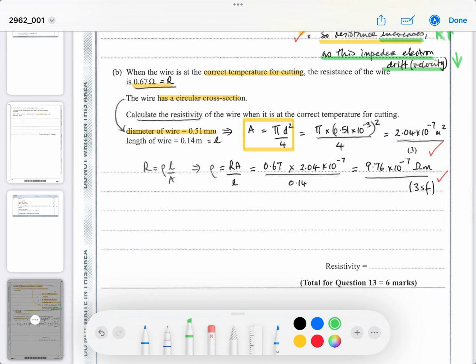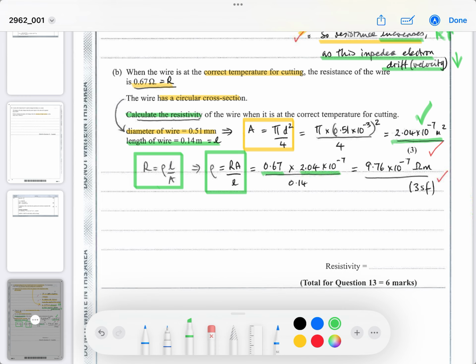But the main part of the question, after you've worked out the area, is to calculate the resistivity at that temperature. They've given you the length of the wire as well. Now you know that resistance is rho L over A. You want to find rho, so change the subject of the equation again. We know the resistance, it's given to us, 0.67. We worked out the area by doing pi d squared over 4, so you'll get a mark for doing that. There's 1 mark. Put the number in, divide it by the length.